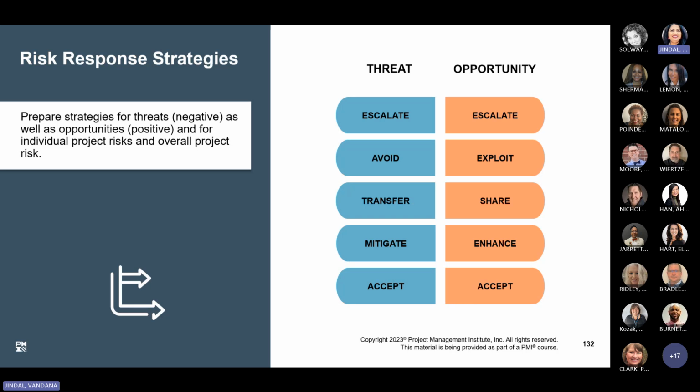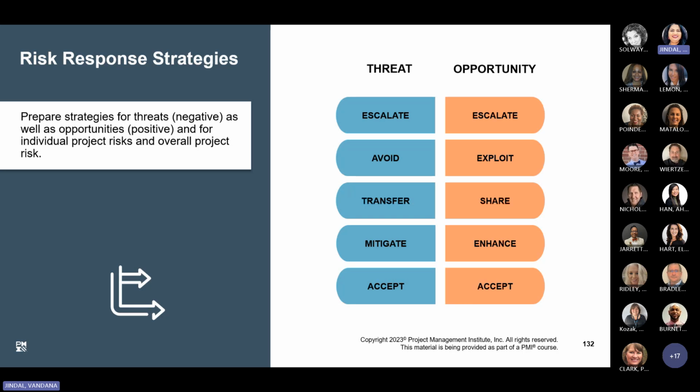How you transfer, the response would be, let's say an event planning company is organizing an outdoor festival, but there is a risk of severe weather disrupting the event. So to transfer that risk, you purchase an insurance policy that covers the loss in the event weather related issues happen. So in this case, you're transferring the risk to the insurance policy.